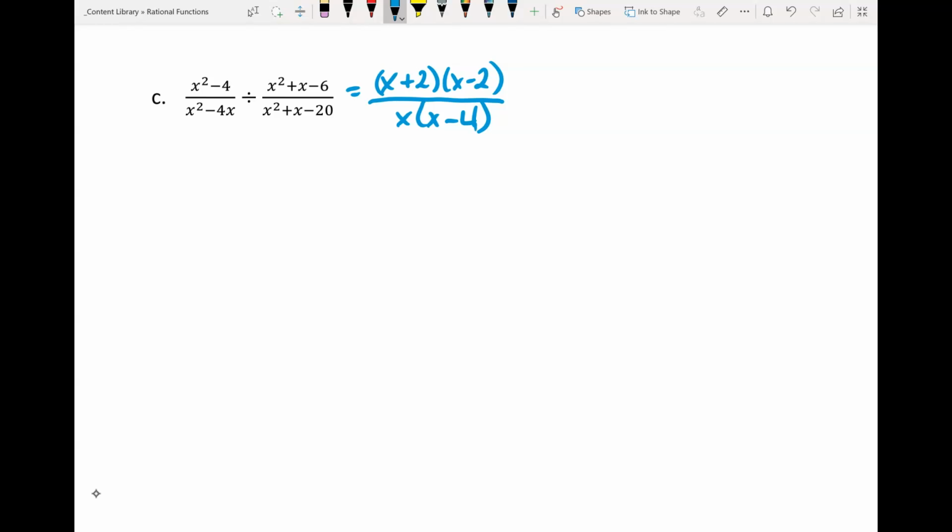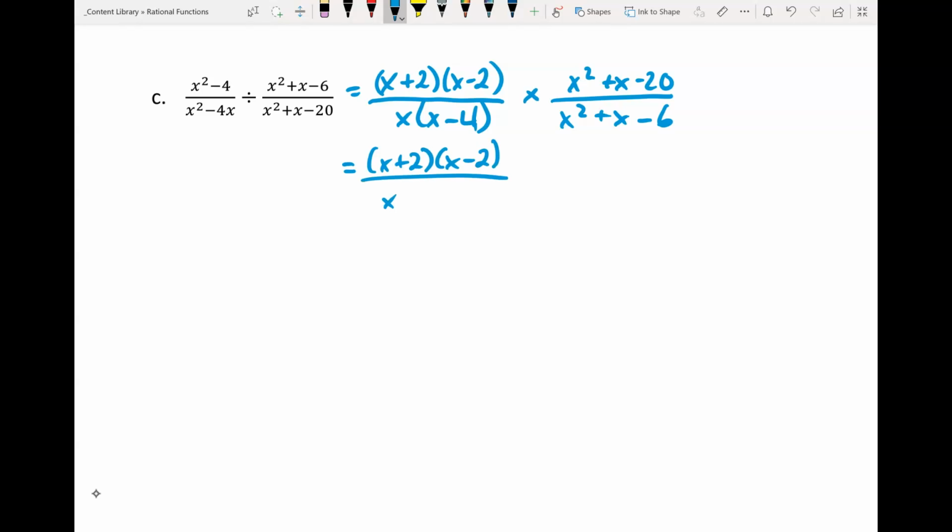Now I'm going to change our division to multiplication, and then I'm just going to rewrite this x squared plus x minus 20, and then I'll factor this afterwards, just so I'm doing this step by step. Remember to always flip the second fraction. I'm going to rewrite our first rational, and then now I'm going to factor the second rational.